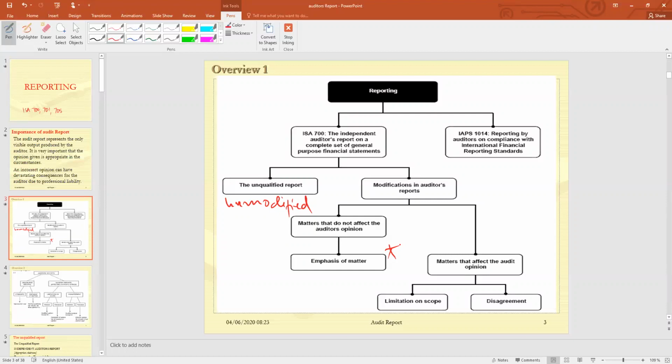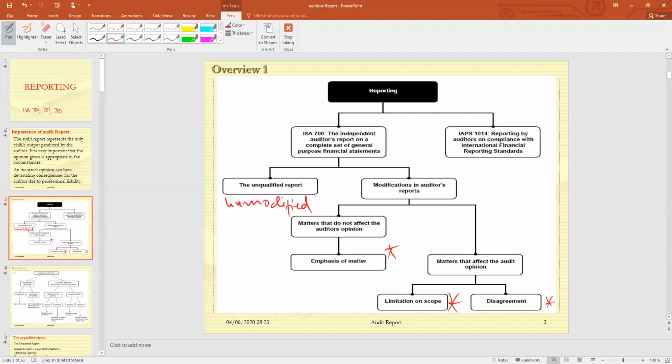Then there are other matters that may lead the auditor, at the end of the day, to issue what is called a modified opinion. The two things that might result in the modification of the final auditor's opinion are scope limitation and disagreement of matter.